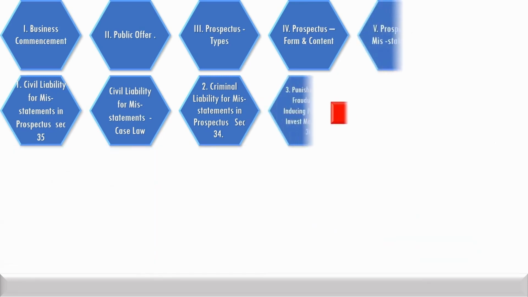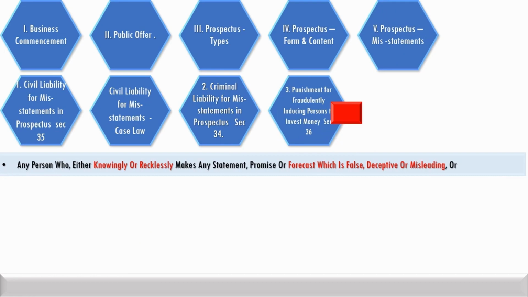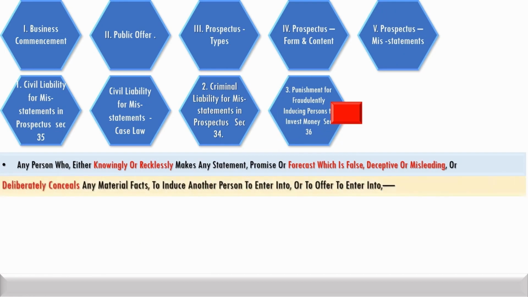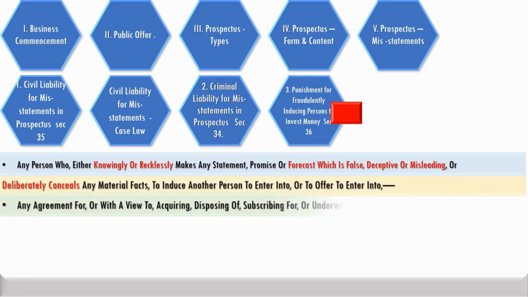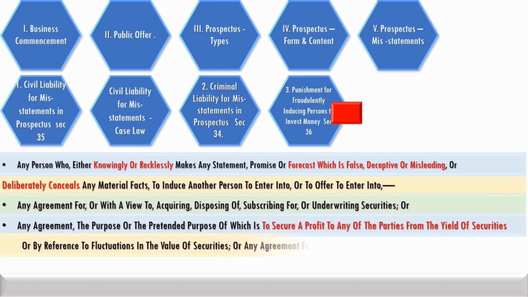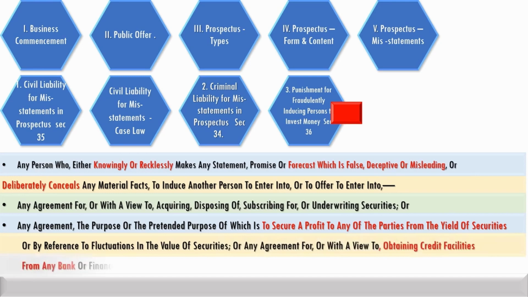Any person who knowingly or recklessly makes any statement, promise or forecast which is false or deceptive or misleading, and deliberately conceals any material fact to induce another person to subscribe or underwrite securities, shall be liable for action under section 447.